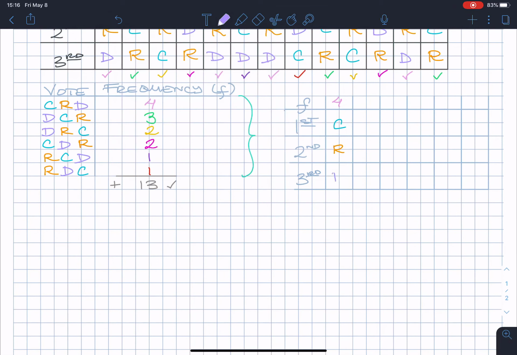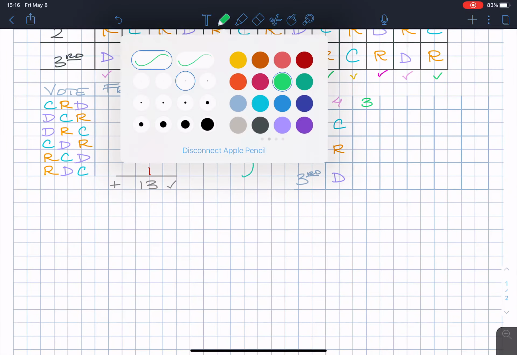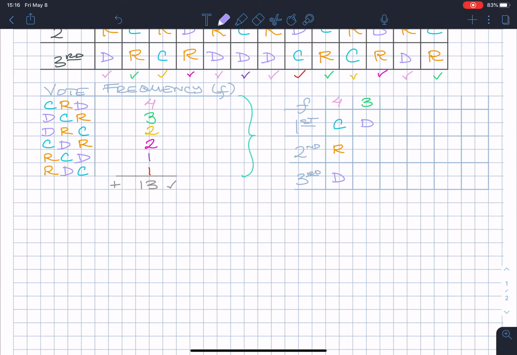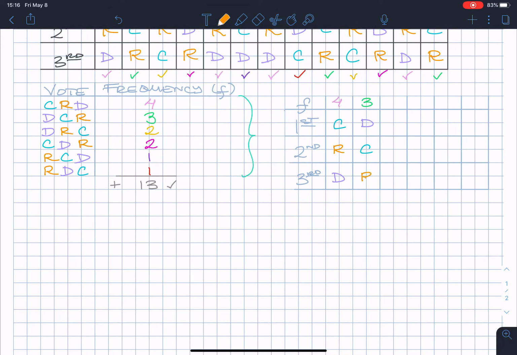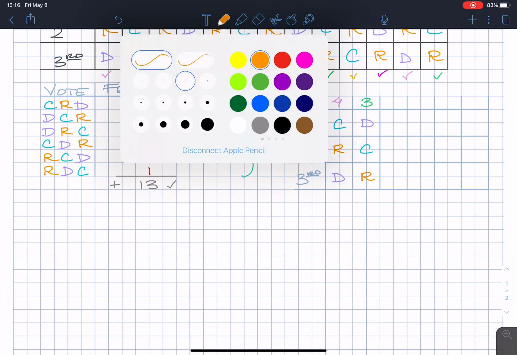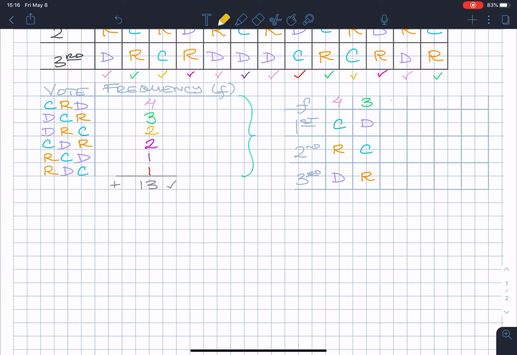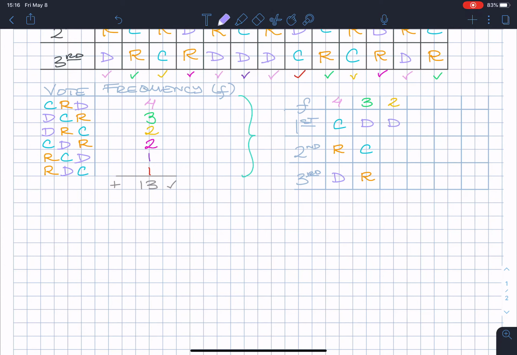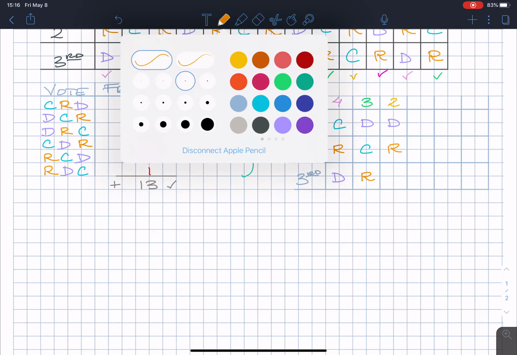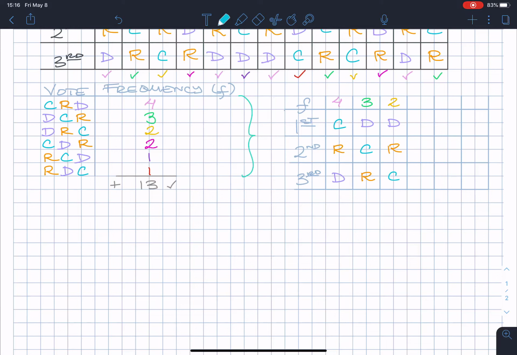Do you agree that the frequency of 4 was the order cats, rabbits, dogs going down? So that had a frequency of 4, the first guy I listed. The next frequency was 3, and that guy was listed as dogs, cats, and rabbits. The next most frequent guy was 2, and that guy was dogs, rabbits, cats.